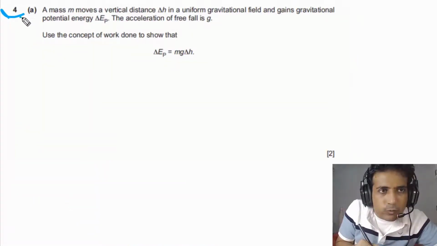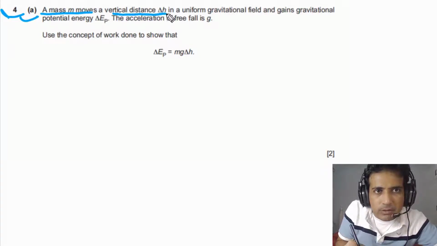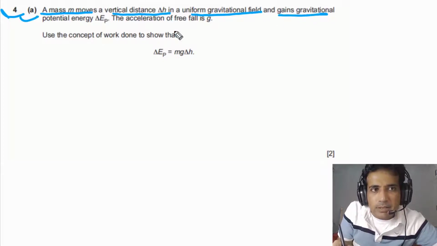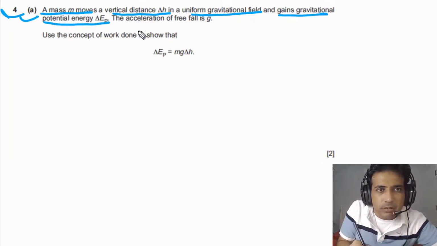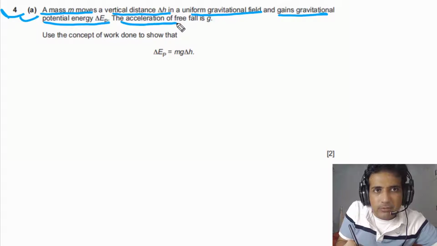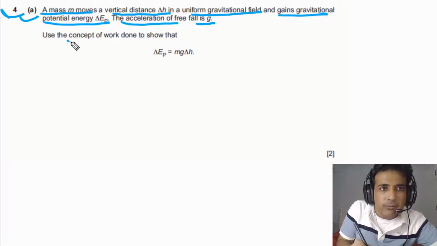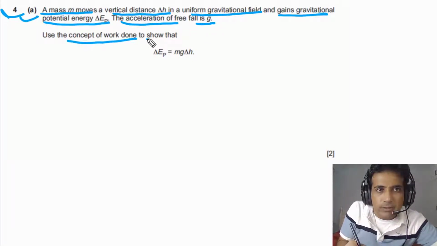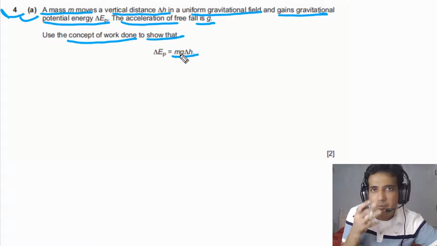So this is how marks will be awarded for this question. For question number 4, part A, it is given to us that a mass small m moves a vertical distance delta h in a uniform gravitational field and gains gravitational potential energy delta EP. Acceleration of free fall is g. We need to use the concept of work done to show that the change in gravitational potential energy is equal to mg delta h.